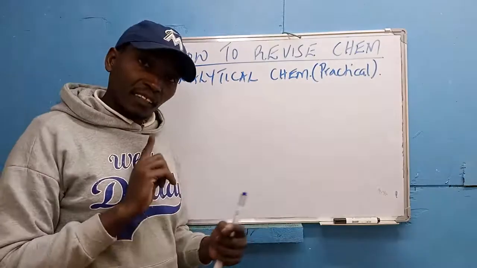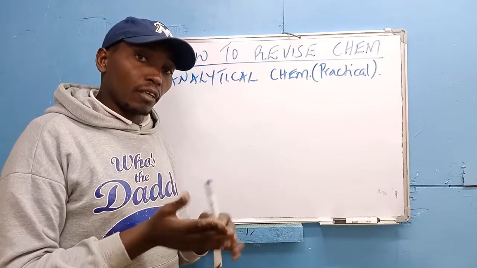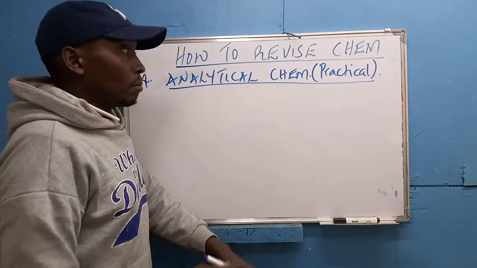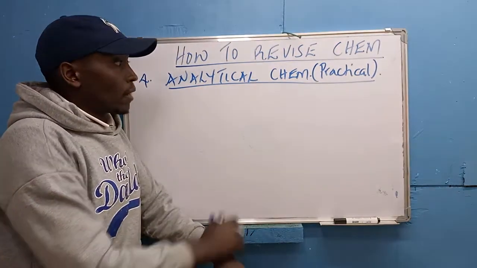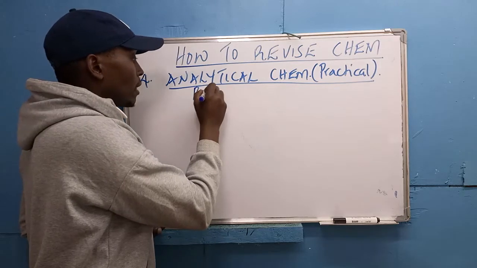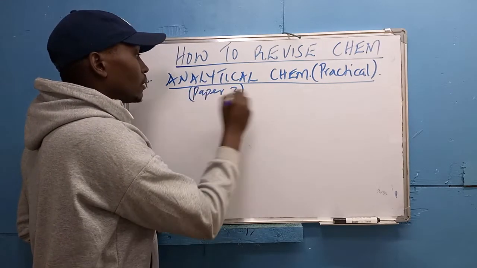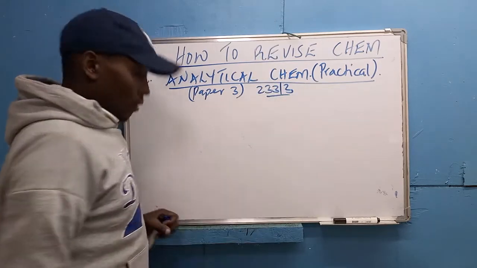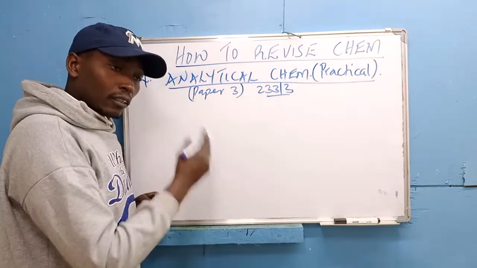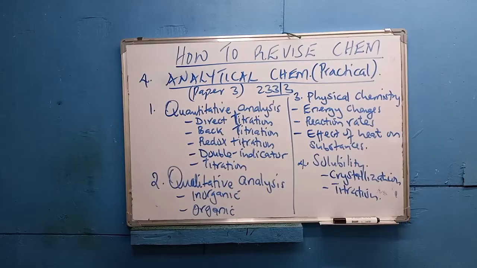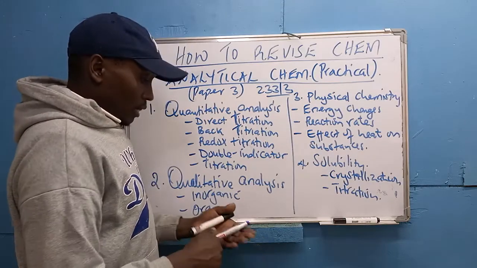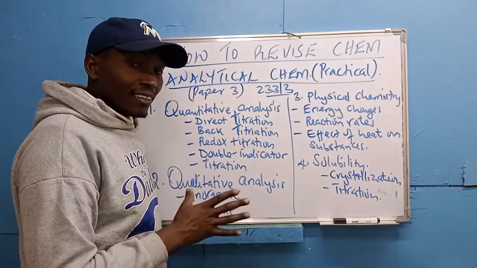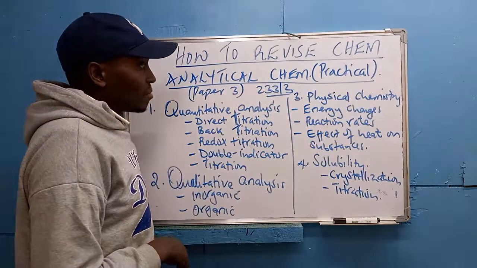The last area that I want to take the student through is the analytical chemistry, or the analytical approach of the chemistry paper. And remember, this will simply be paper 3. Yes, this is the 233 stroke 3. And these are the areas that the student needs to be conversant with. If I can take you through paper 3, how exactly should you revise, or what are these areas that are often examined in paper 3?